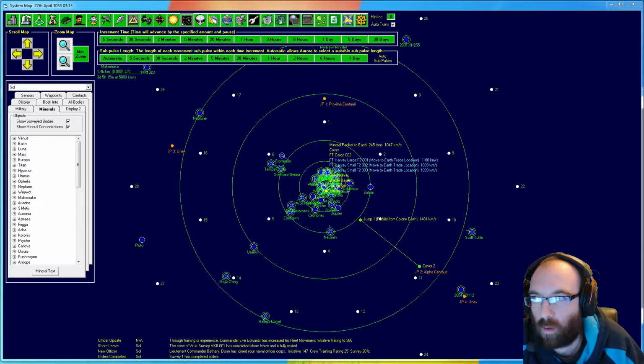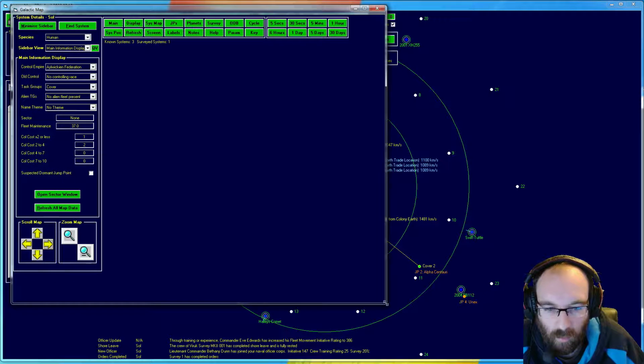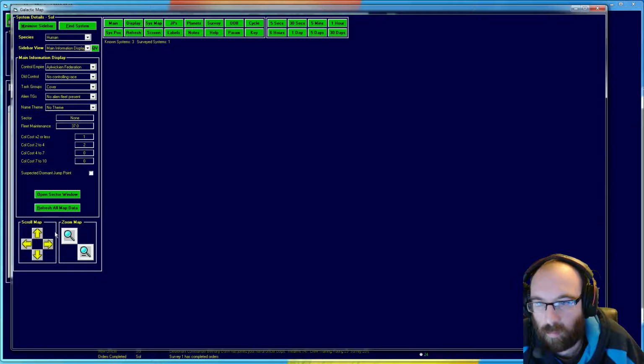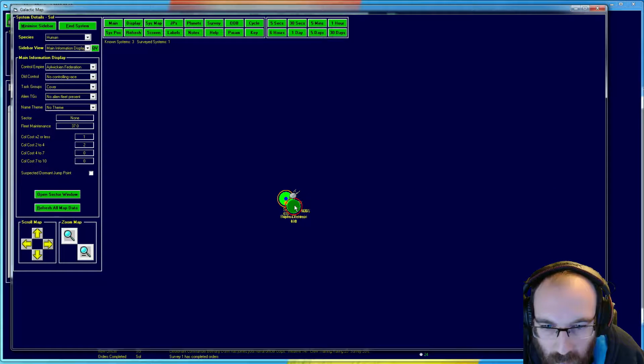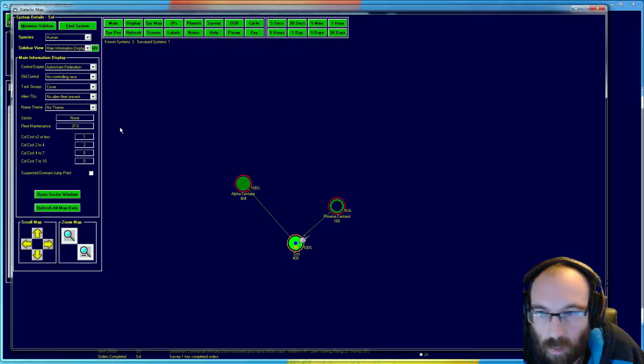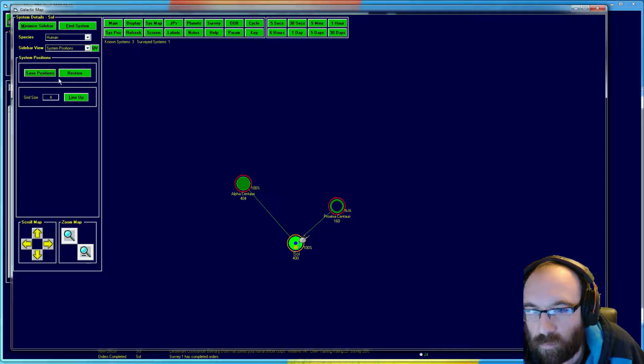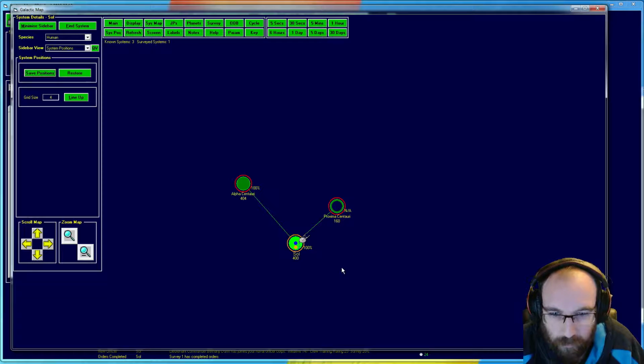Did it? I've got triple screens as well, so it brings it over like this. Make it a bit bigger, and then I've got to scroll right a bunch. Ah, look at that. So let's move these around a bit. And system positions, save positions. Brilliant. Fantastic.